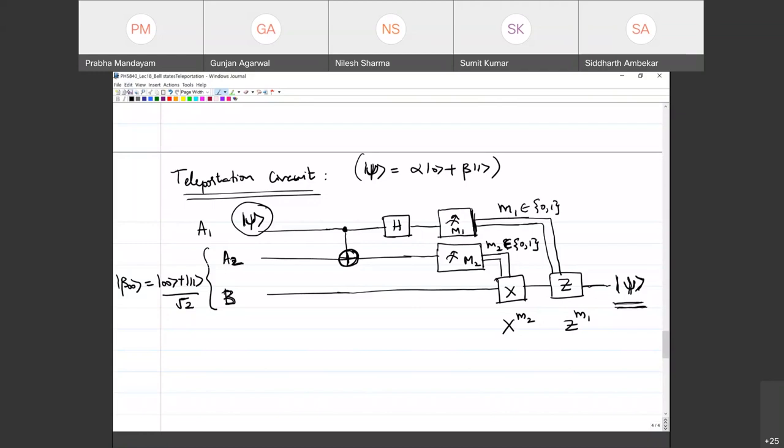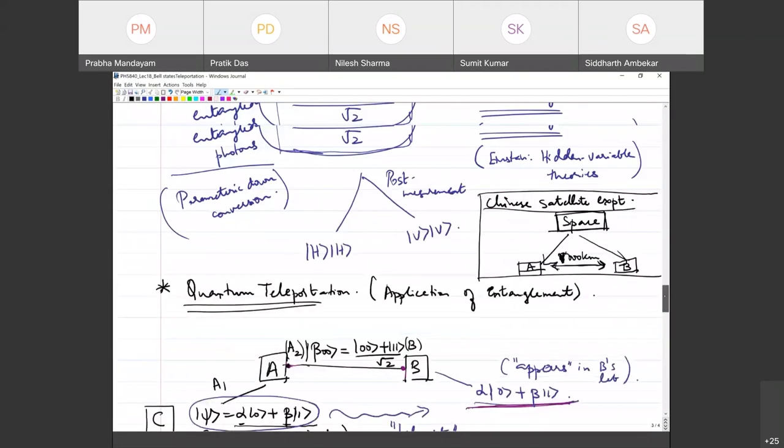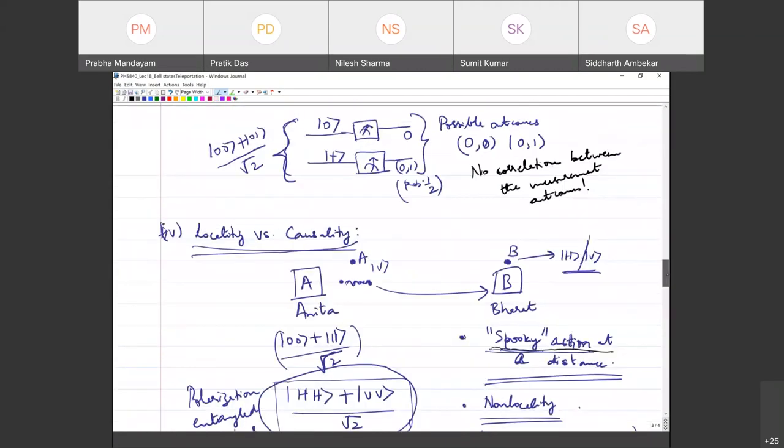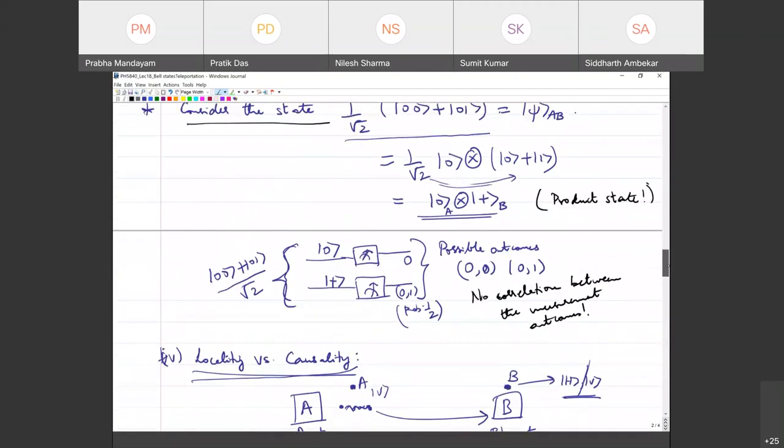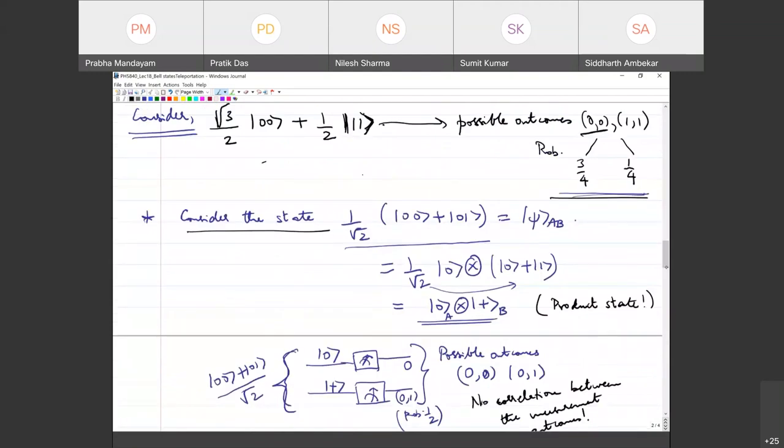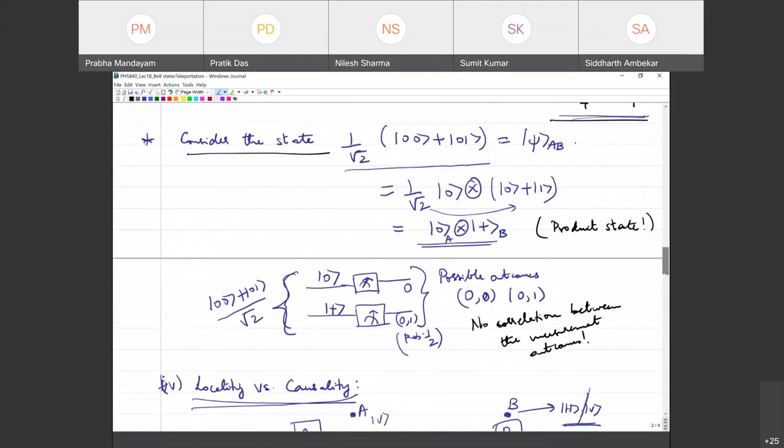Mm-hmm. So, ma'am, in the beginning of the lecture, we saw that we were defining the entanglement between two different qubits based on the measurement outcome of the qubits. Given an arbitrary state psi, which may be an entangled state or not, without performing any measurement on the state psi, can we determine if it's entangled or not?